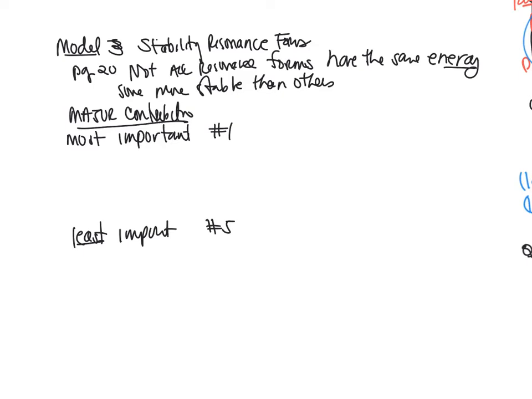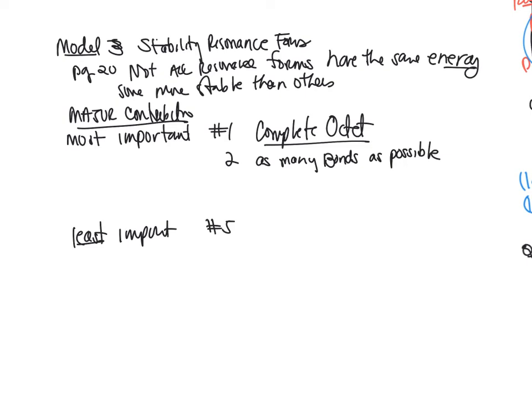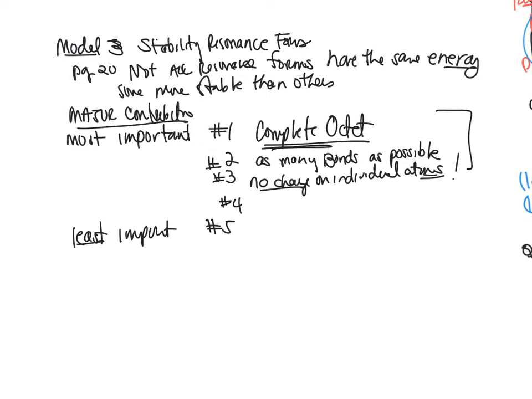Rule number one, a complete octet. Okay, we talked about that being the number one rule. Okay, number two, as many bonds as possible. Okay, you'll find that that usually works out to a complete octet, usually takes care of that. Number three, no charge on individual atoms. So if you can get the bonding patterns, that's going to be your major contributor. Okay, so neutral atoms.